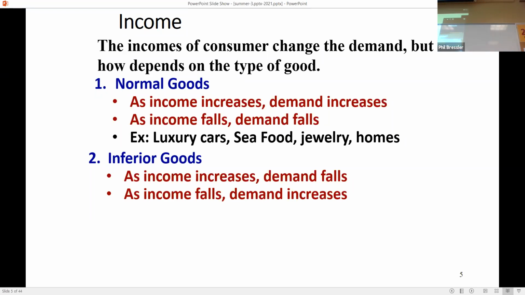Now, you are not responsible for knowing what is a normal good or an inferior good. They're not going to say Outback and you've got to figure out, oh, normal good. They'll tell you it's a normal good or an inferior good. What you have to know is for a normal good, income increases, demand increases. And for an inferior good, they work in an inverse relationship.